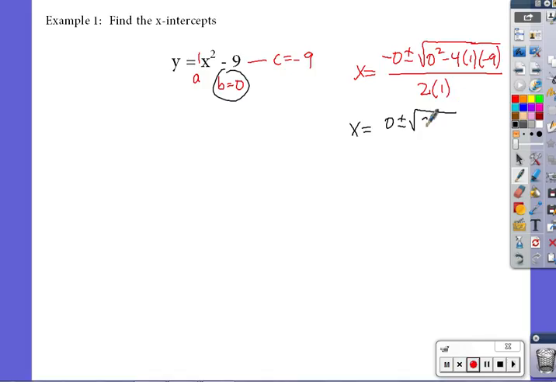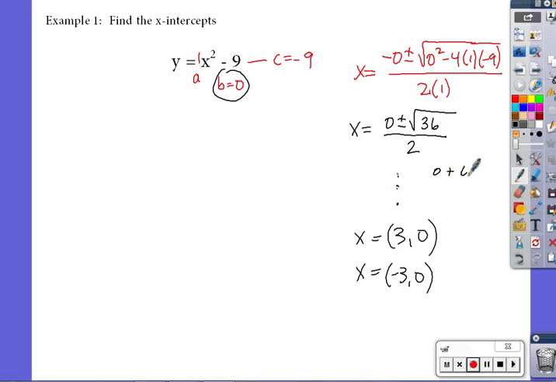That one actually turns out to be 36 again, divided by 2, and then we still continue with the same steps. So in the end, I would get x equals 6 divided by 2, which is 3, comma 0, and I would get negative 6 divided by 2, which is negative 3, comma 0. Now, I skipped a couple steps in here. Remember that. I don't want you to do that. 0 plus 6 over 2, 0 minus 6 over 2. That's what's feeding into these. All right, quadratic formula.